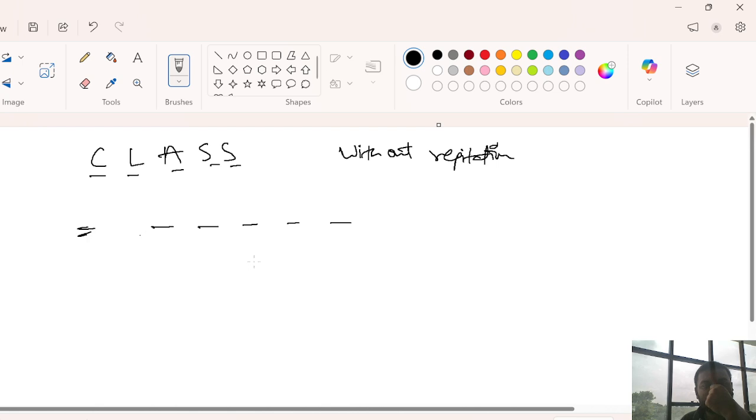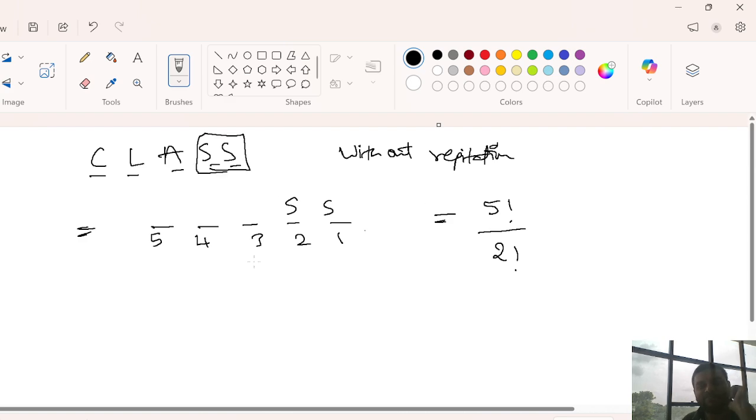We can say the letters will be arranged in 5 factorial ways usually, because there are 5 blanks, so 5 ways, 4 ways, 3 ways, 2 ways, 1 way. That is 5 factorial ways, but they are asking us without repetition. In this 5 factorial you will have a situation where two S's are written over here. So if you want to remove the repetition, you will have to divide the given by 2 factorial, because there are 2 S's.